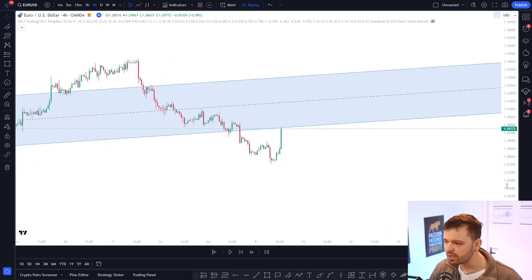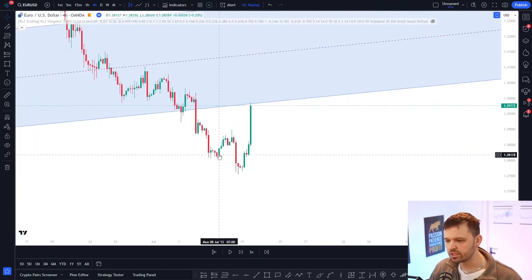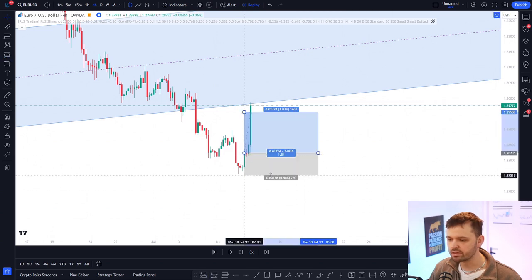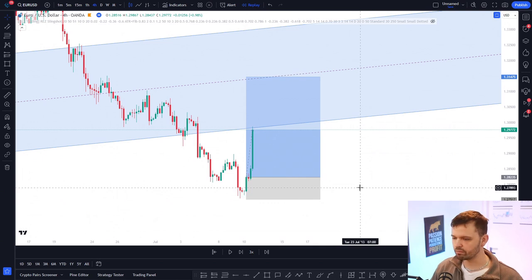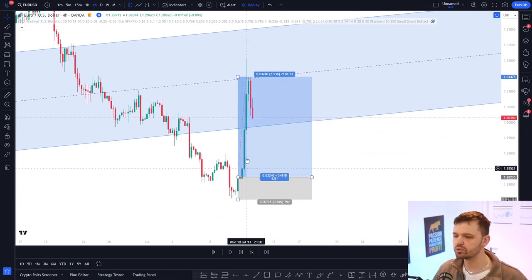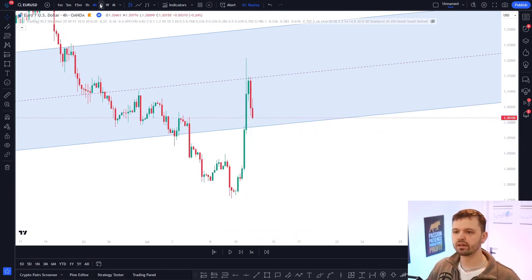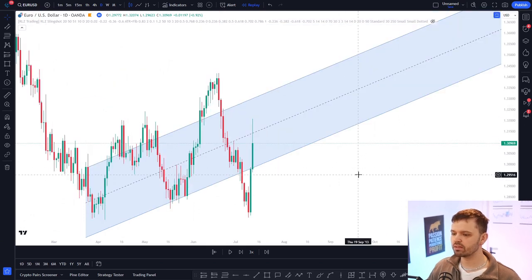So there's a few entries you could have taken. You could have entered here, been stopped out, and then you have another one right here, stops below these wicks. It's a pretty decent risk to reward on this one, 4.5, and it goes straight up to TP right here. And then we can see if we get another extreme deviation.